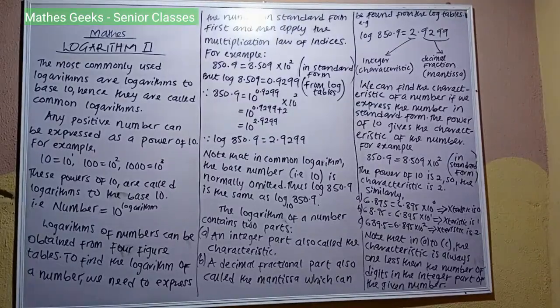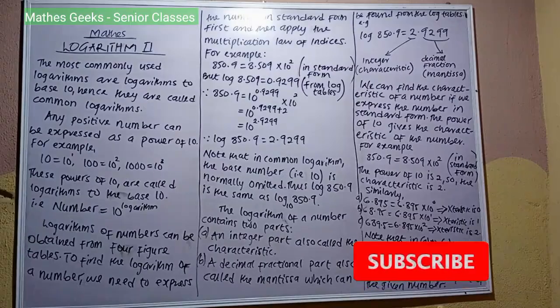In this lesson, we're going to look at logarithm 2. The most commonly used logarithms are logarithms to base 10, hence they are called common logarithms. Any positive number can be expressed as a power of 10.